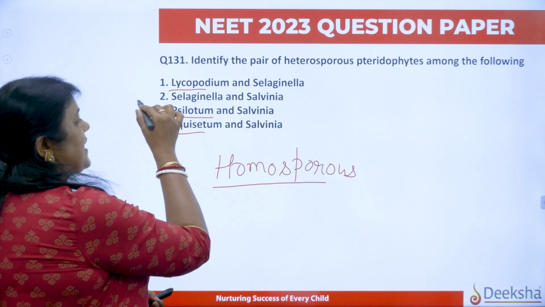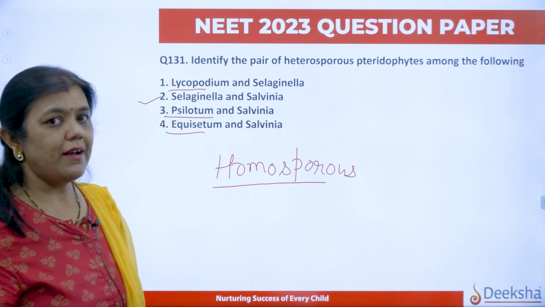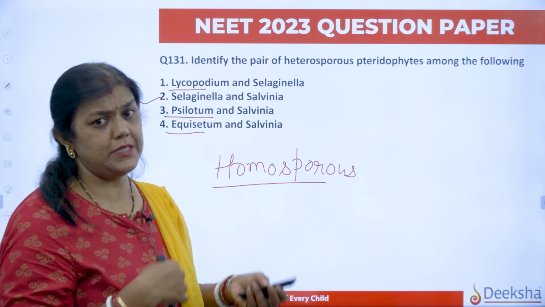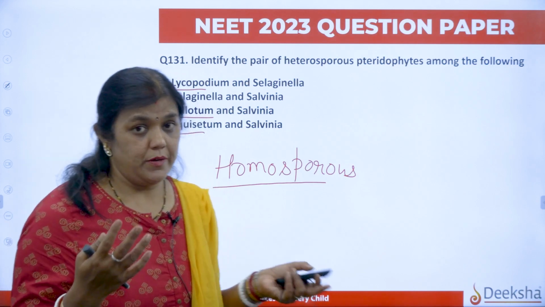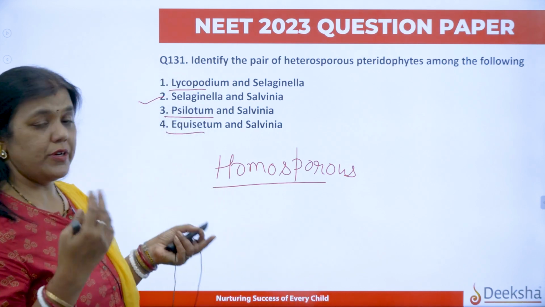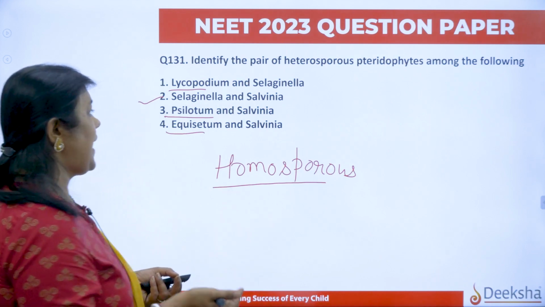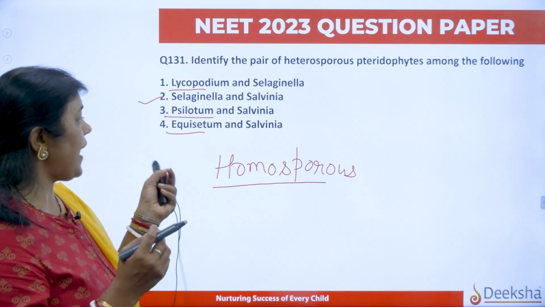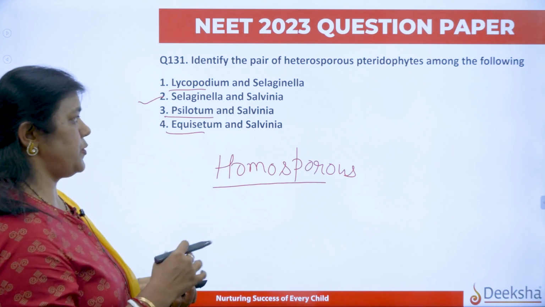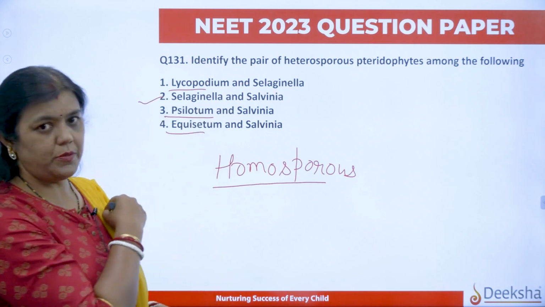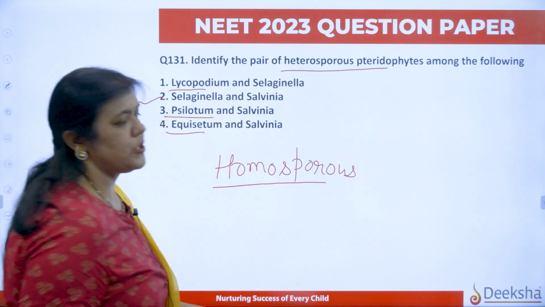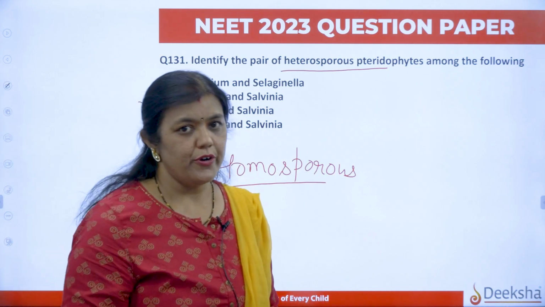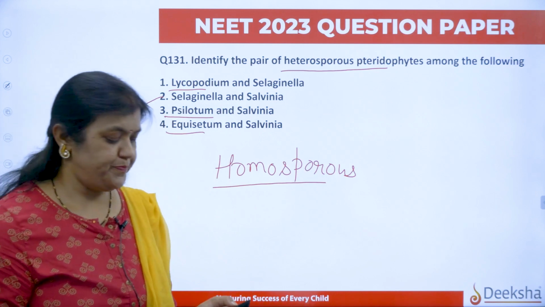As we know, Selaginella and Salvinia are heterosporous. So what I did, I just found out how many were homosporous. That was easy for me to understand. You can remember it anyway. Homosporous, I could remember the examples easily as Lycopodium, Selaginella and Equisetum. These three were homosporous. So as we see, these three options are in all the three options. And my question is to find heterosporous pteridophytes. What I am left with is Selaginella and Salvinia. So we are going to log this answer as option 2.